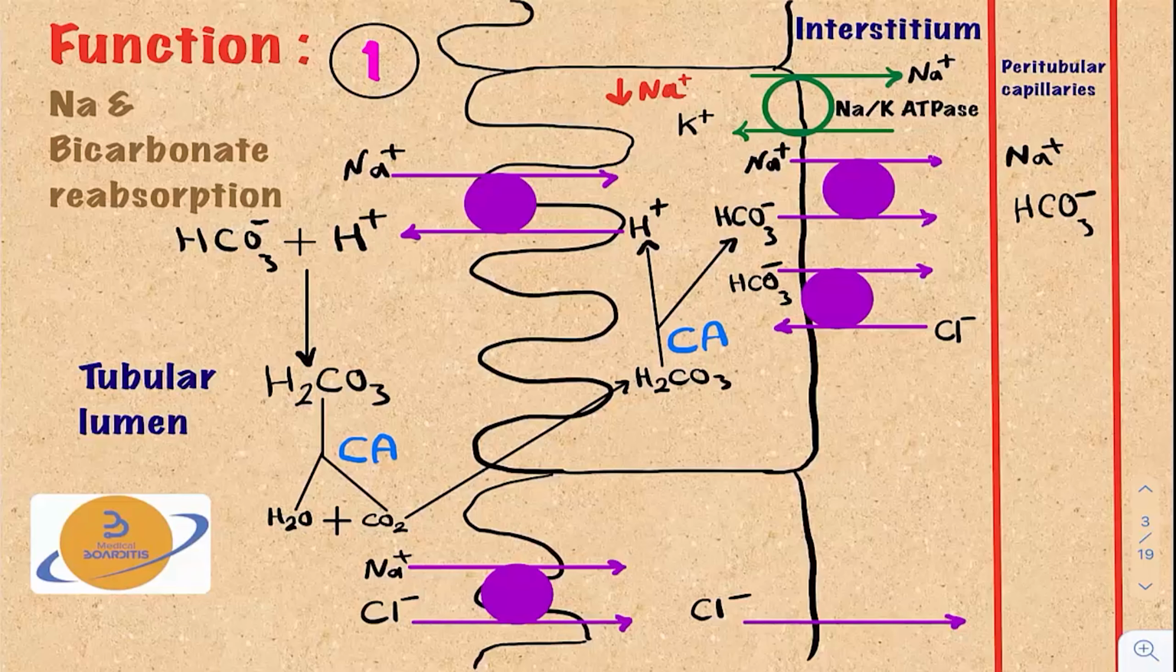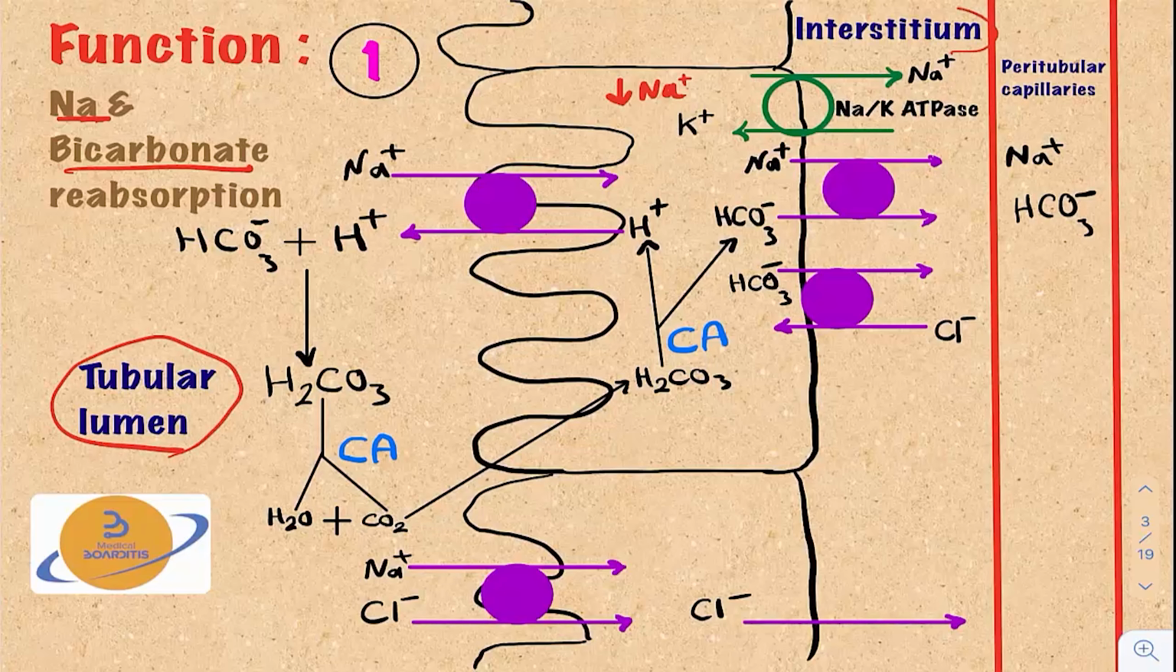Now let's talk about the function of the proximal convoluted tubules. The first function is sodium and bicarbonate reabsorption. Let's imagine this is the tubular lumen, this is the interstitium, and this is the peritubular capillary lumen. This is the apical surface of these cells, and this is the basolateral surface of these cells.